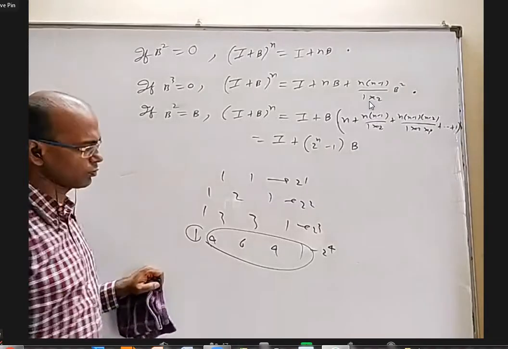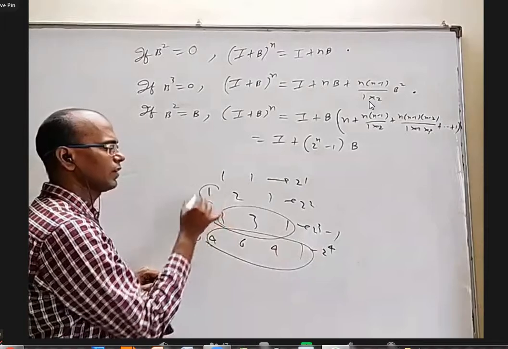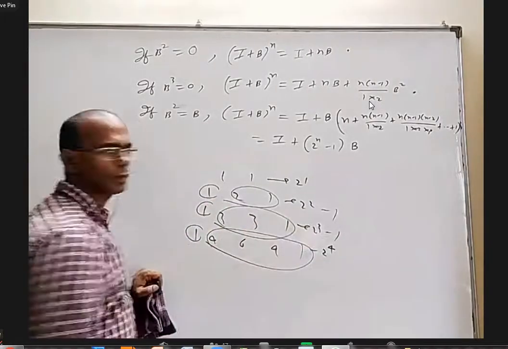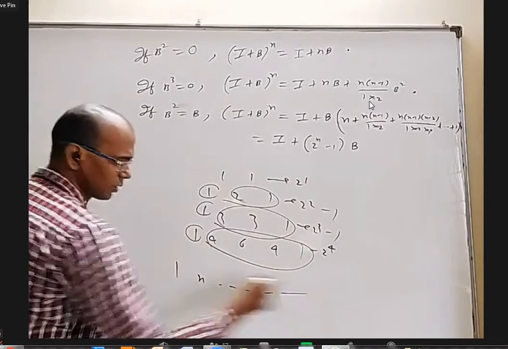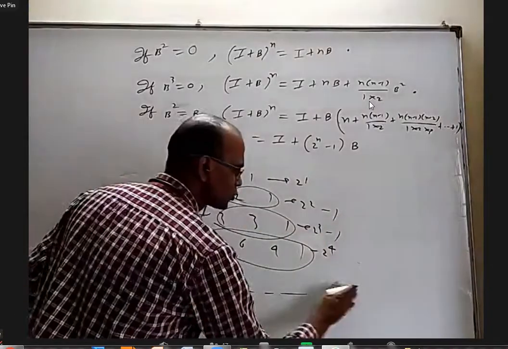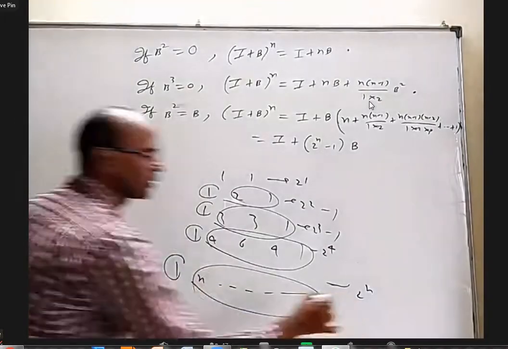2 power 4 minus 1. If I neglect this, the sum of all these things is 2 cube minus 1. If I neglect this, the sum of all these things is 2 square minus 1. Like that, if I take 1 and n, and all that is the nth row, the sum is 2 power n. If I neglect this one, what is the sum of all these? 2 power n minus 1.